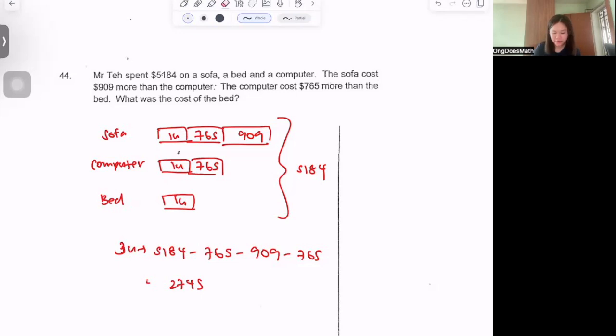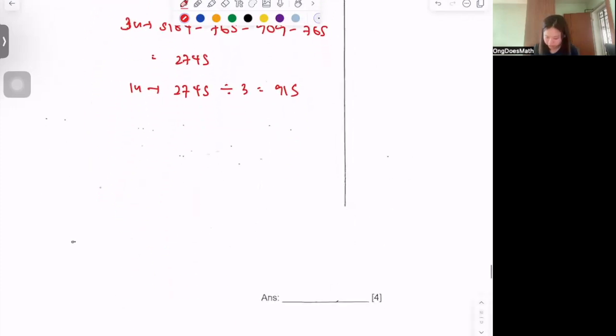Okay, so now you have 3 units. The next step is definitely to find 1 unit. So 1 unit is 2745 divided by 3. Good, so the answer will be 915. And that is actually what we are looking for. The bed costs 1 unit, and you found out that 1 unit is 915. And hence the answer is 915.